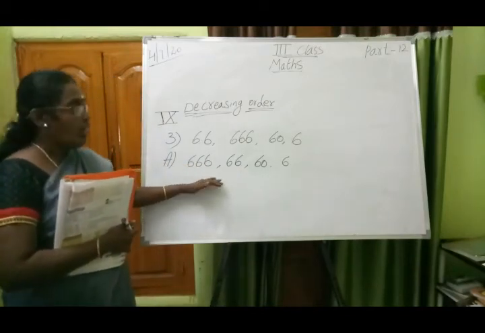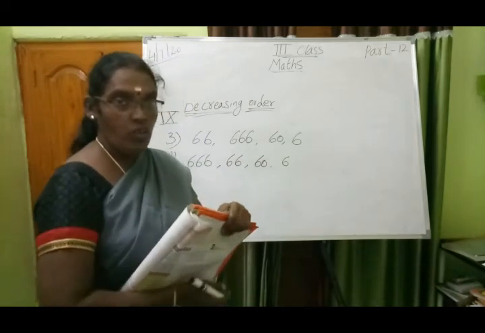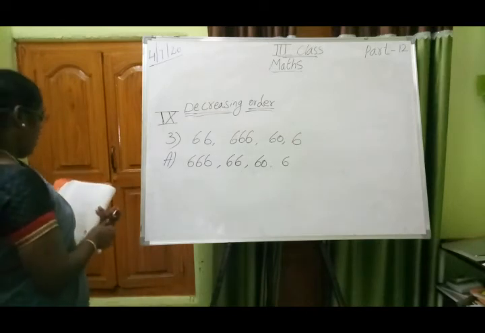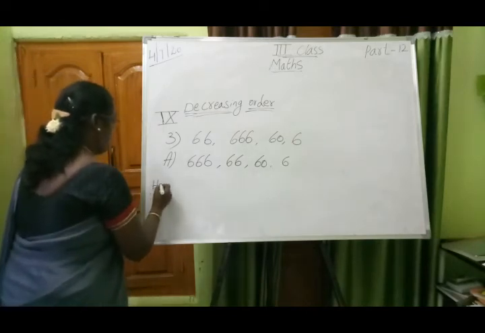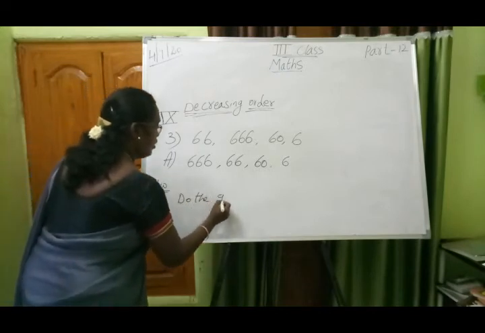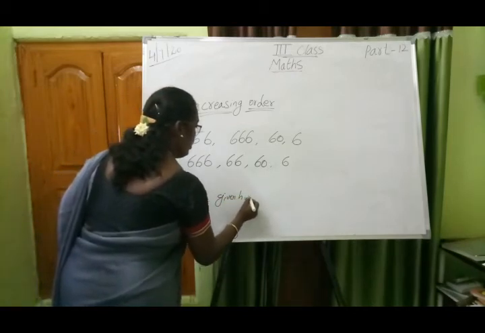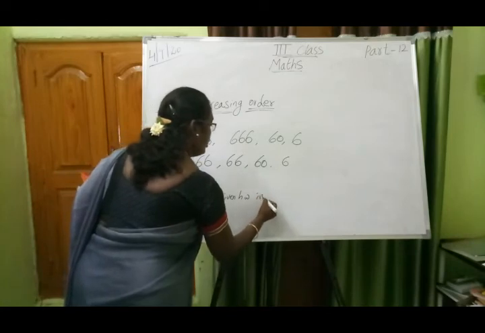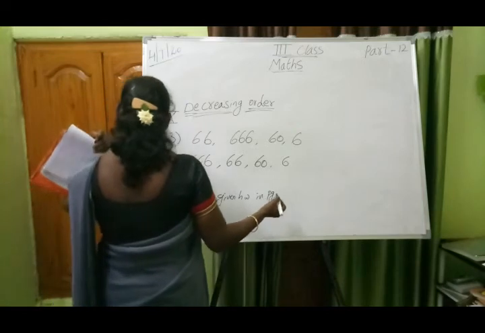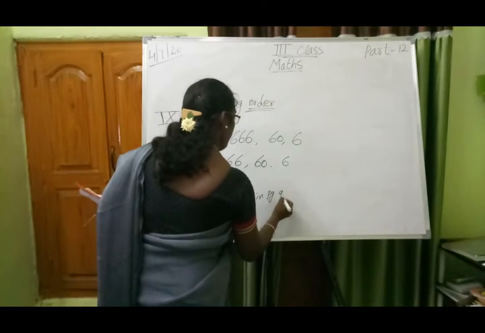Excellent. Now you can write this in your textbook and in your classwork also, children. Okay? Then I give you homework. Second sum. Do the given homework in page 90. Page 90, do you know, children? Yes or no? Yes, page 90.